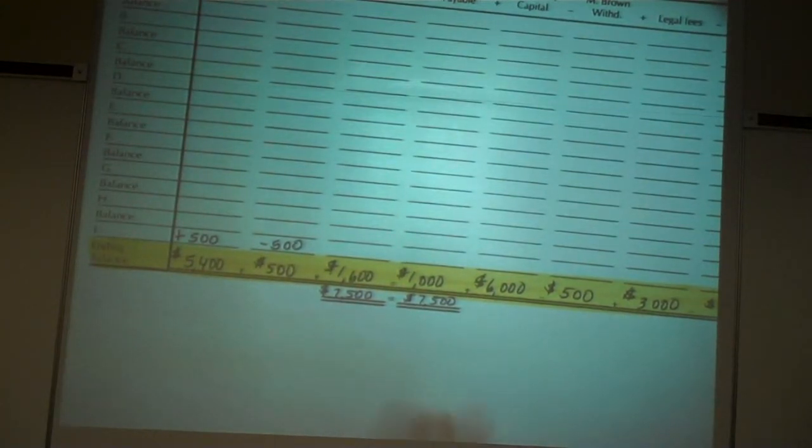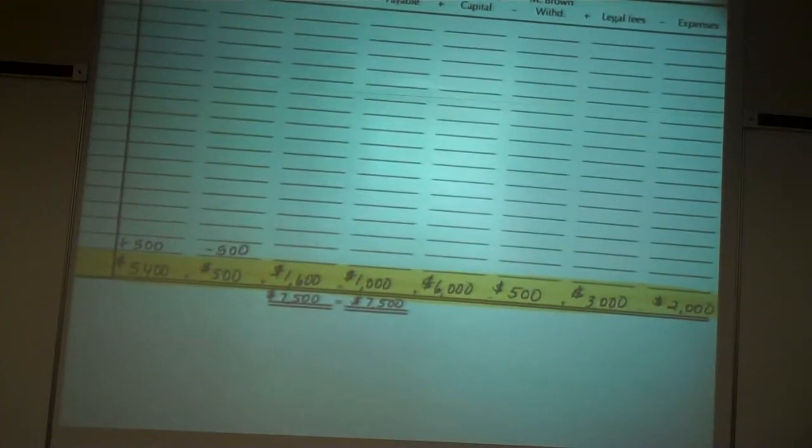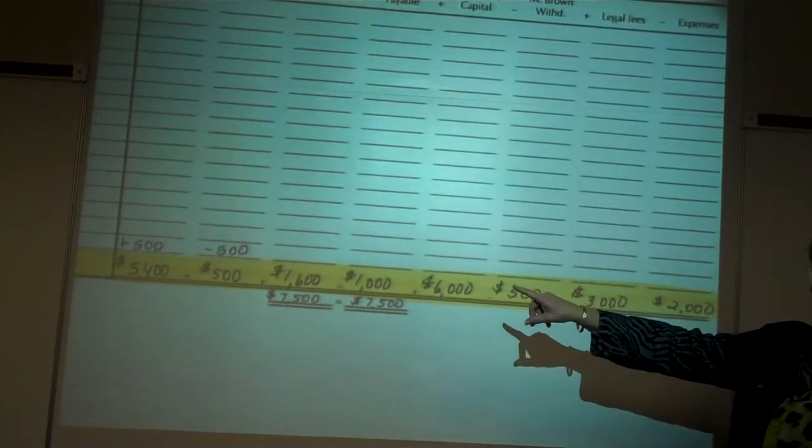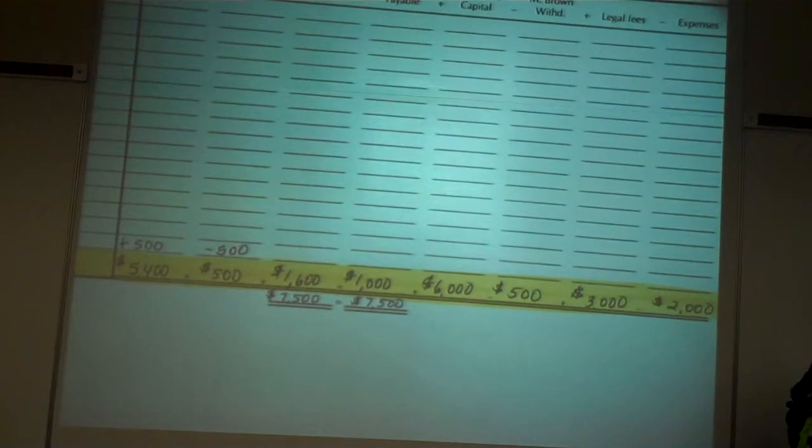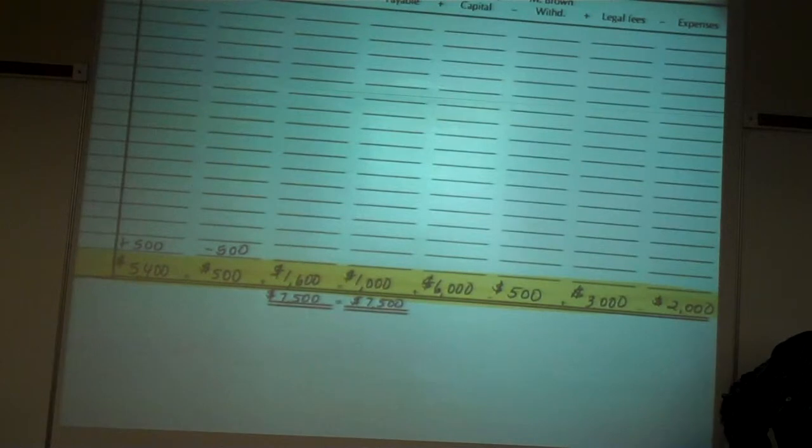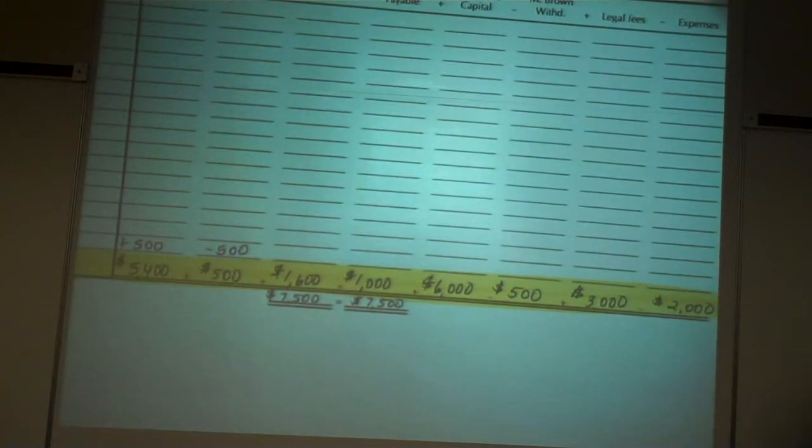Now, how do we get that number at the bottom? Let's just make sure you have your totals. 5,400 under cash, 500 under accounts receivable, 1,600 under office equipment. When you add all of those up, and I hope you have your calculator, add them up in your calculator and see if you come up with the 7,500.